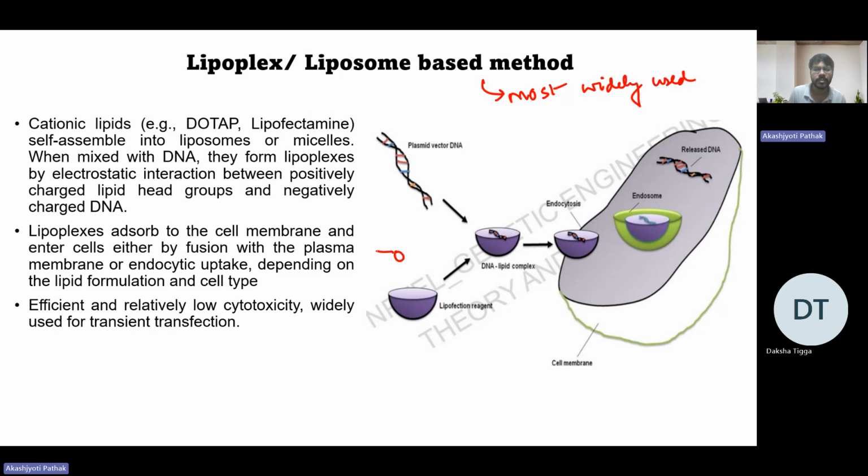These positively charged head groups will form a complex with the DNA, which is negatively charged because of the phosphate group. This will again be endocytosed by the mammalian cell, and inside the endosome, the low pH will cause the release of the DNA. Now this DNA can move into the nucleus, and the downstream processes can take place.